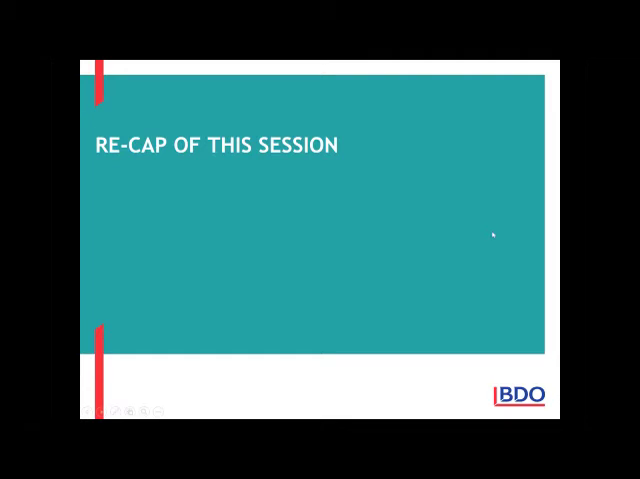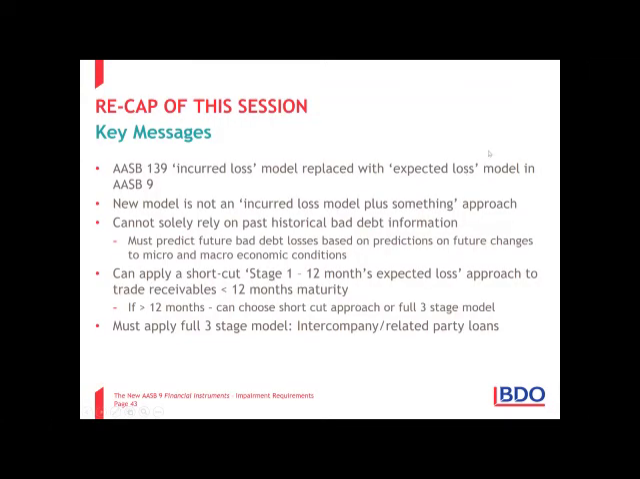So if we look at the time, wow, 5 minutes before 12, good timing today. Let's look at a recap of this session. Key message is AASB 139 has an incurred loss model, and that will now be replaced by an expected loss model in AASB 9. Please note that the new model is not an incurred loss model plus something. It's not as easy. We have to do some modeling to come up with expected losses.